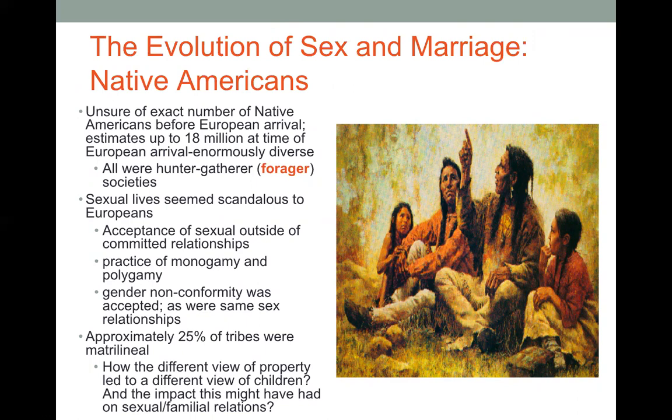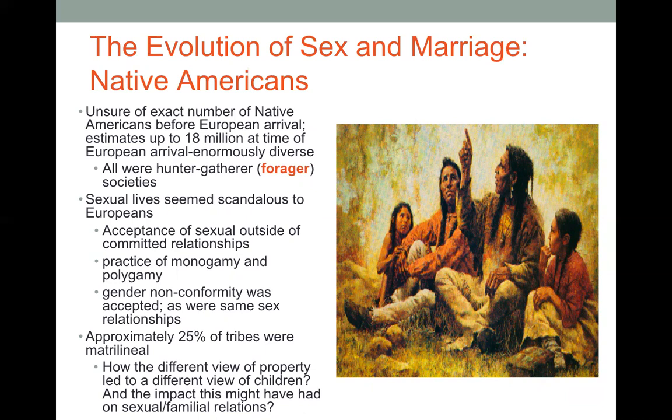And so although we don't know the exact number of Native Americans who were in the area we now consider to be the United States before European arrival, there are anthropological estimates that put it up to 18 million at that time. And of course, although we think about this as being a unified group, they were enormously diverse, right? They did not consider themselves to be one people or one tribe.